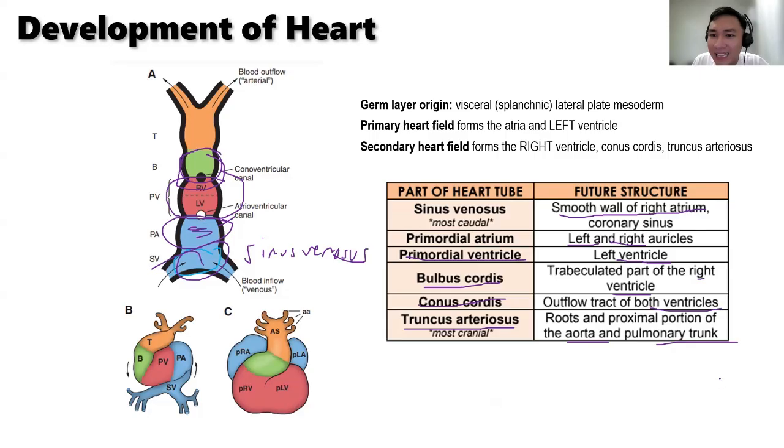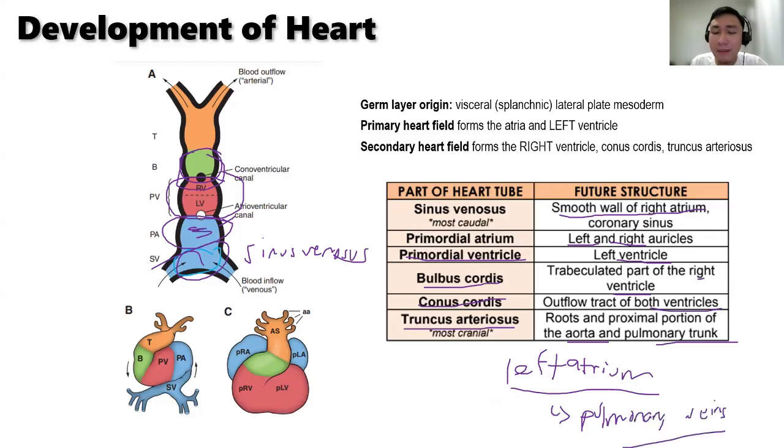Ang kulang na lang natin ditong future structure or derivative is the left atrium na smooth wall. Kasi meron na tayong trabeculated, di ba? Galing siyang primordial atrium. Yung smooth wall ng ating left atrium is formed by your pulmonary veins. Okay? So, di ba yung pulmonary veins, those are the veins that drain the blood, oxygenated blood from the lungs to the left atrium. So, sila yung mag-form din ng smooth wall niya, ng left atrium.